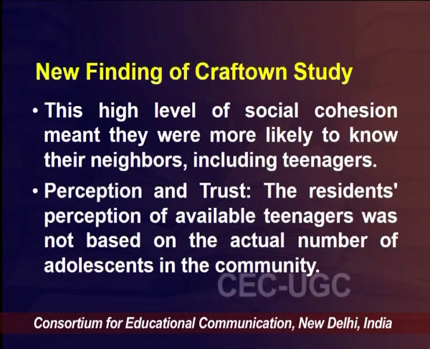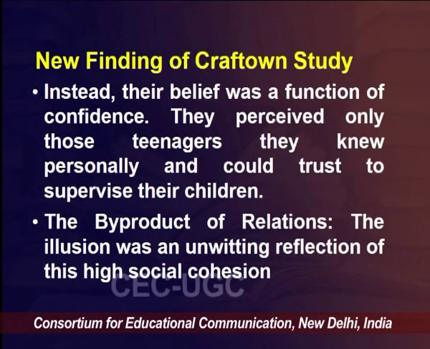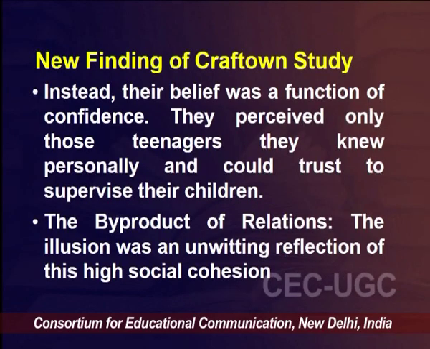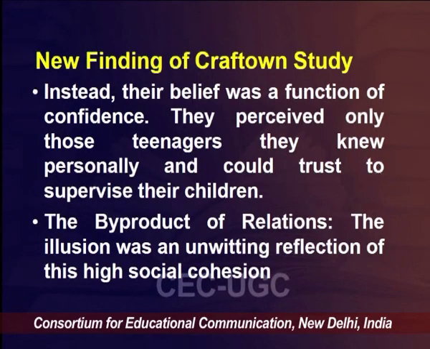The residents' perception of available teenagers was not based on the actual number of adolescents in the community. Instead, their belief was a function of confidence. They perceived only those teenagers they knew personally and could trust to supervise their children. So, even if the number was less, they had this qualitative dimension where even if there were 4 adolescents, the individual could trust them and hire them for that work, and it is again moving away from data, statistics.